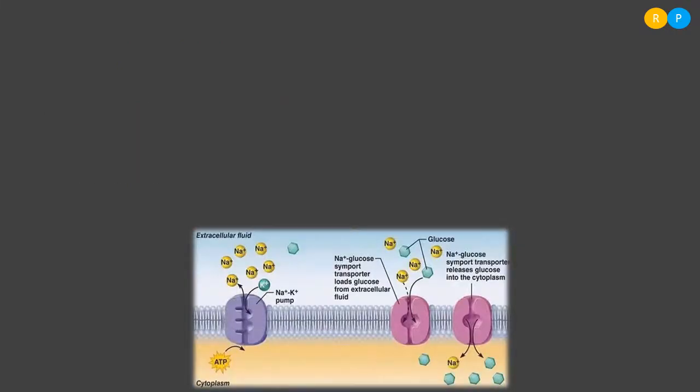Passive transport is also called downhill movement, because there is no expenditure of energy here. The cell is not utilizing energy for the movement of molecules, because the direction of movement is from the higher concentration region to the lower concentration region. So passive transport is called downhill movement.